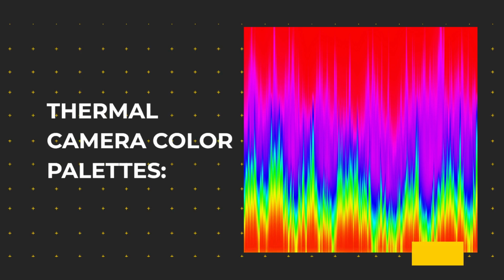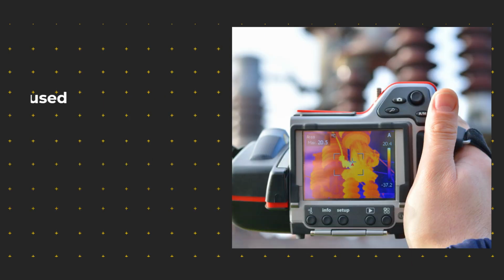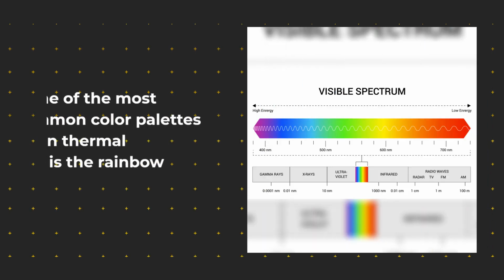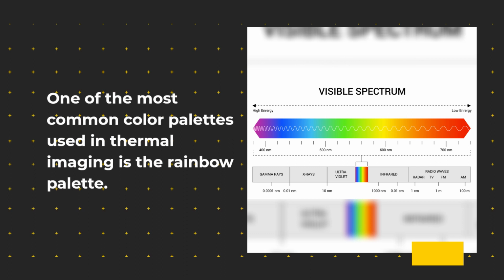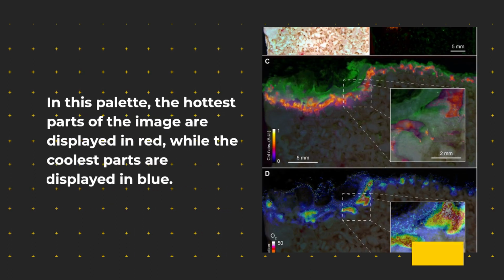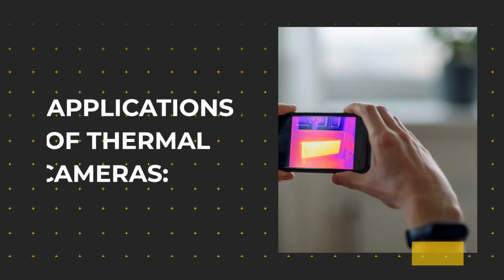Thermal camera color palettes. Thermal cameras display the temperature information as a grayscale or color image. The color palette used to display the image can vary depending on the application and user preference. One of the most common color palettes used in thermal imaging is the rainbow palette. In this palette, the hottest parts of the image are displayed in red, while the coolest parts are displayed in blue. Other color palettes include grayscale, ironbow, and sepia.